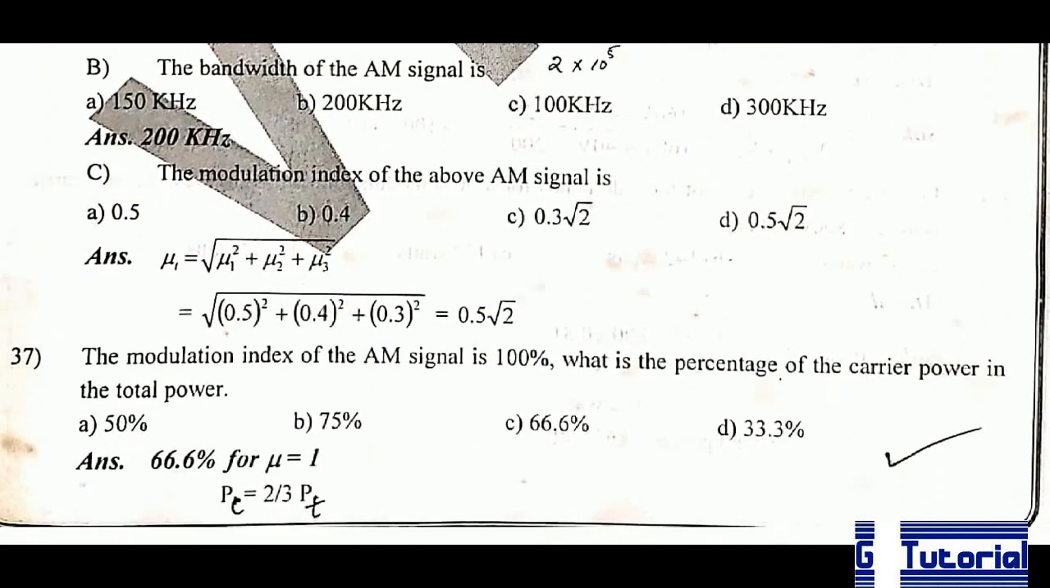Next question. The modulation index of AM signal is 100%. What is the percentage of carrier power in total power? Percentage of modulation is 100%, so mu is equal to 100 by 100, that is 1. When mu is 1, the carrier power PC is equal to 2 by 3 of PT, that is 2 by 3 of 100, that is 66.6%. So 66.6% of the total power is the carrier power.